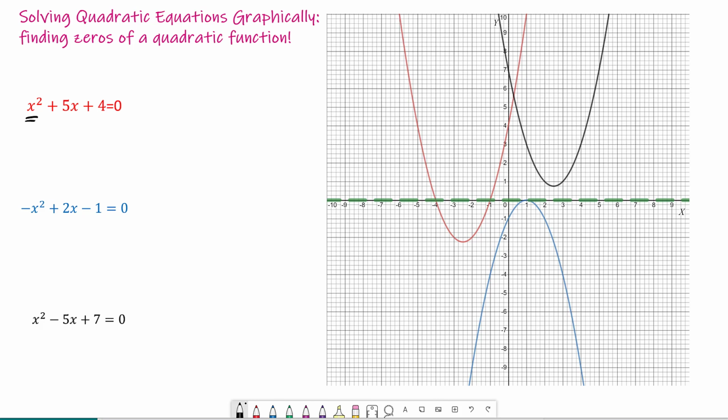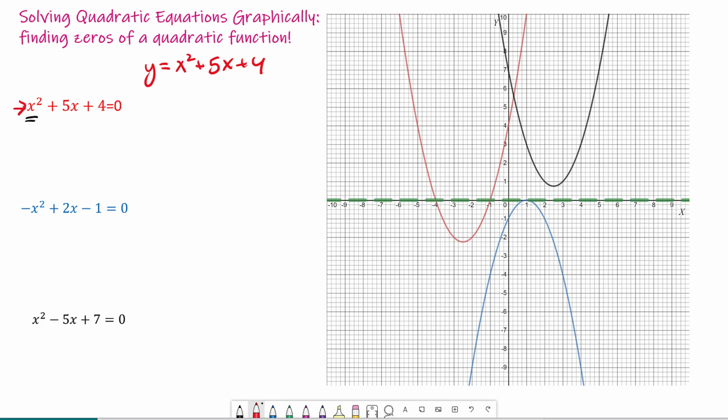So let's start by looking at this red one. We have here x squared plus 5x plus 4 equals 0. This is our first equation. And so if we write y equals x squared plus 5x plus 4, we're looking for x's that will give us y equals 0. And the way we do it is we just draw the graph of the function, and then when we interpolate it, which means when we fill in the line between the points, we will find where the line actually crosses the x-axis.